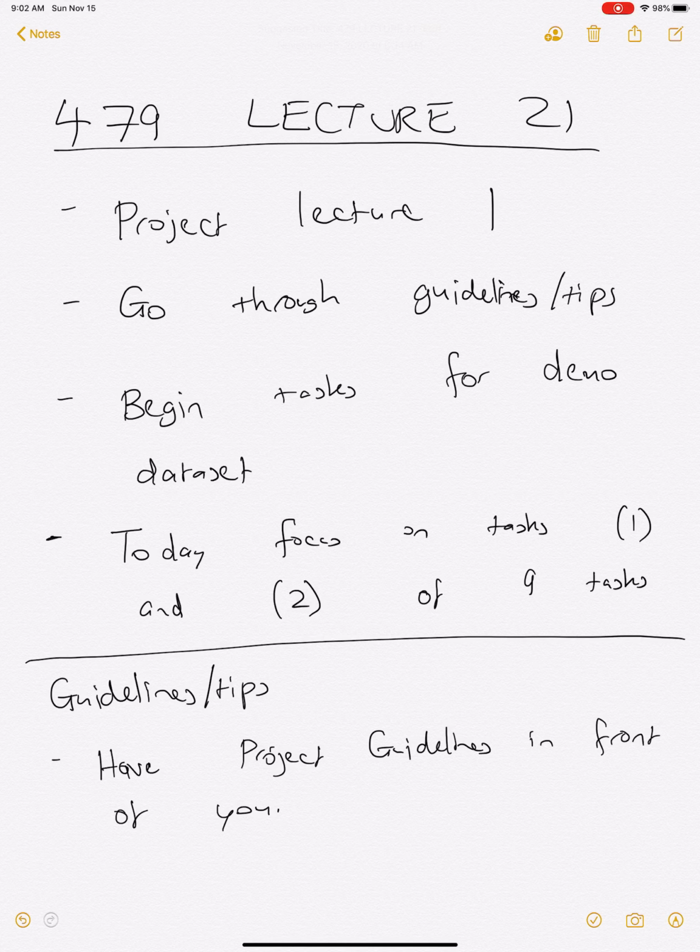I'm going to try to go through all of the 9 tasks listed in the project guidelines over the four lectures. Today I'll focus mainly on tasks 1 and 2, and maybe if we get time, we might go into parts of task 3 as well. We're going to go through the guidelines and the tips.